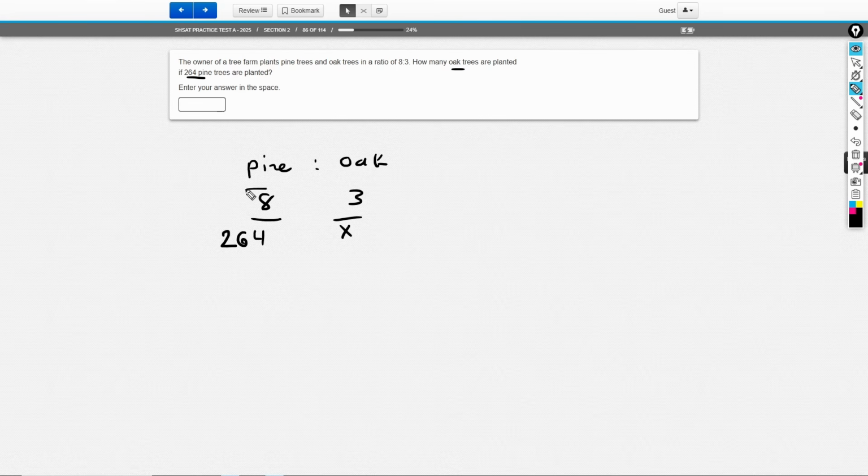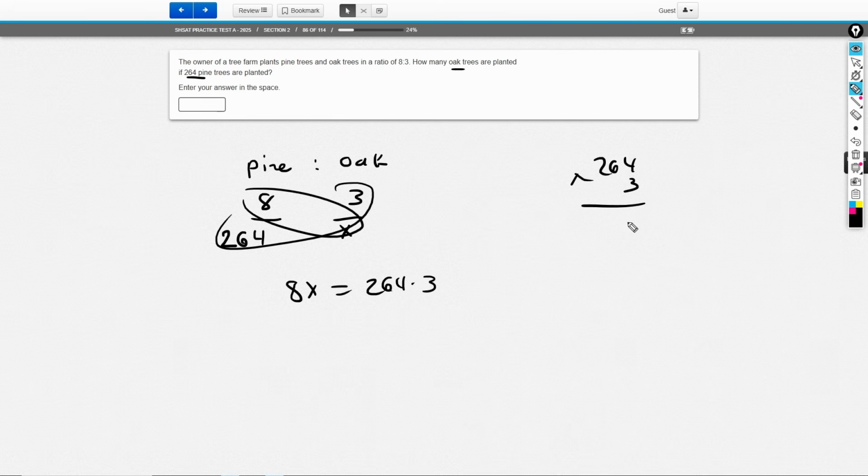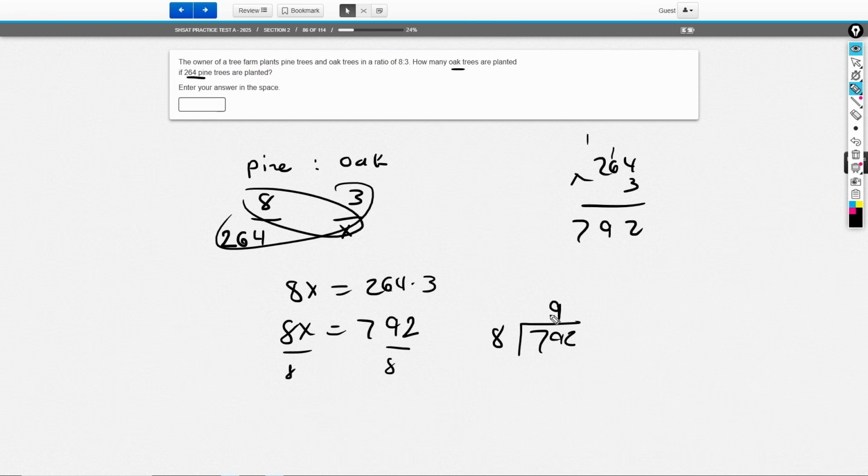You know what I'm going to say already? Cross multiply. 8 times X is 8X, and then 264 times 3 is just 264 times 3, whatever that is. Let's figure that out. That's 792. So 8X is equal to 792. And then finally, divide both sides by 8. 792 divided by 8, that's going to be 9, 72, 0, 72, and 9 again.